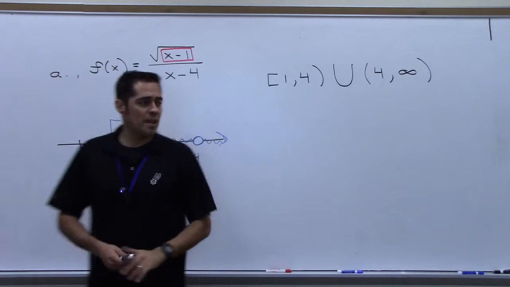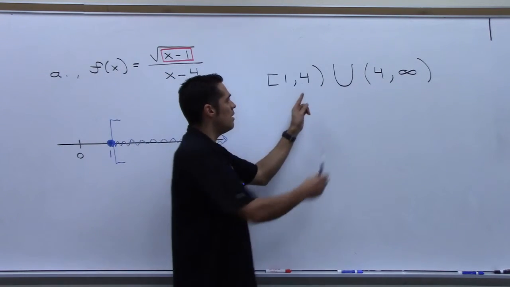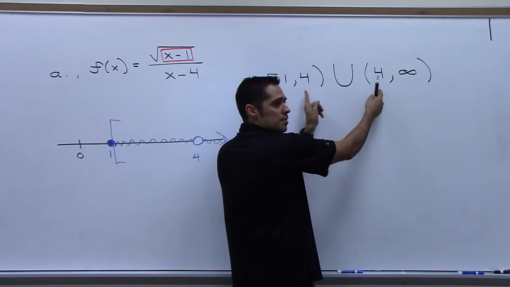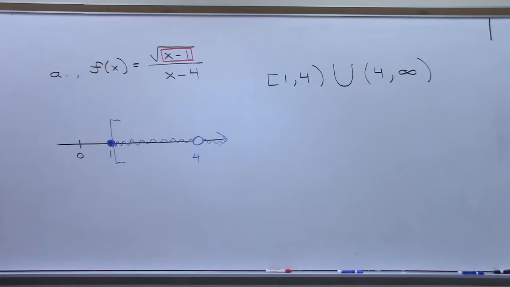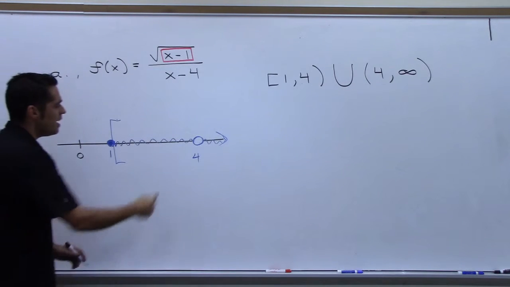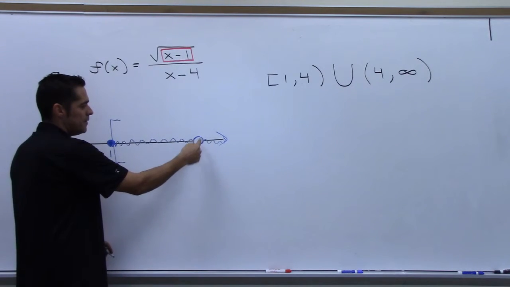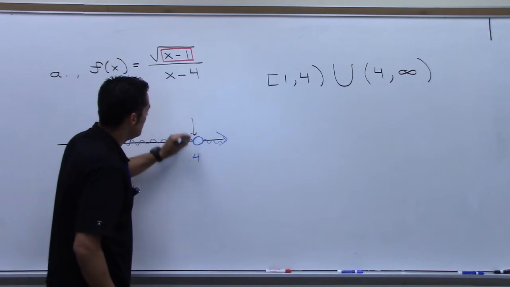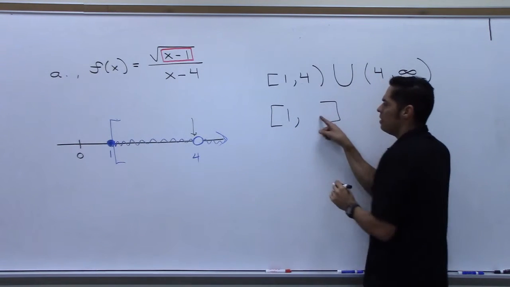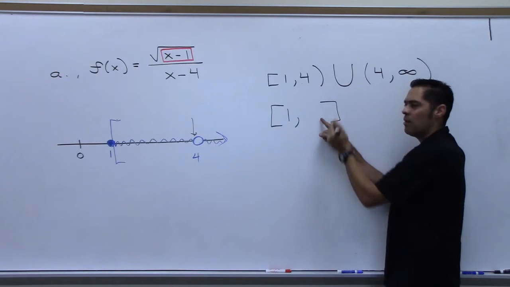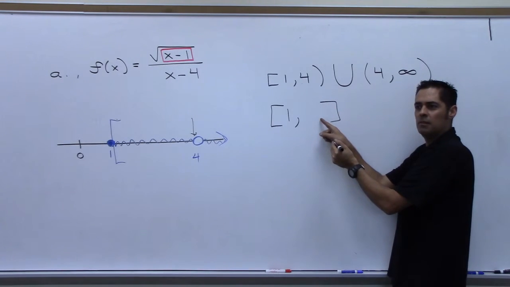It's very important that you have this union and that you have the 4 is not there, so you have parentheses on both of them. You're taking out that 4. People always ask, well, if you can't include 4, why don't you just write a closed bracket and use the number that's right next to 4? Yeah, but that would be 3.9999999.